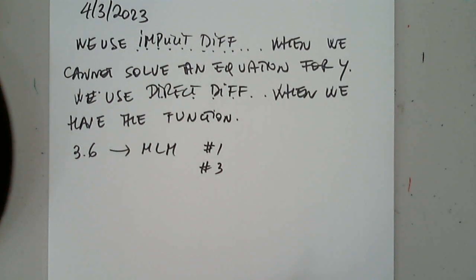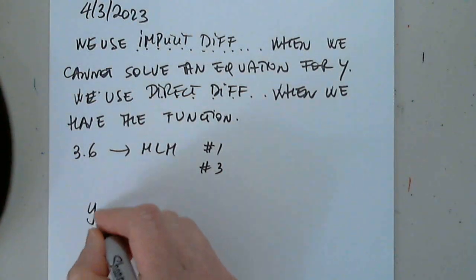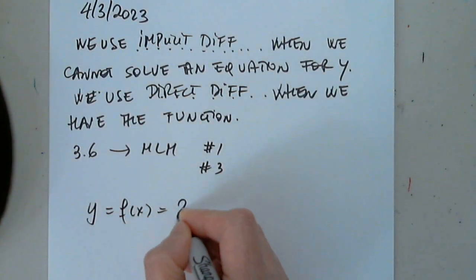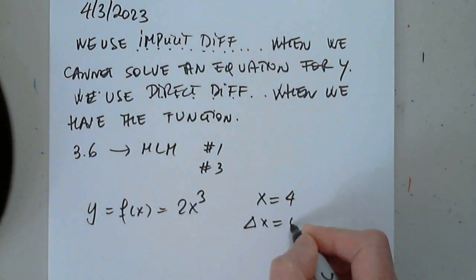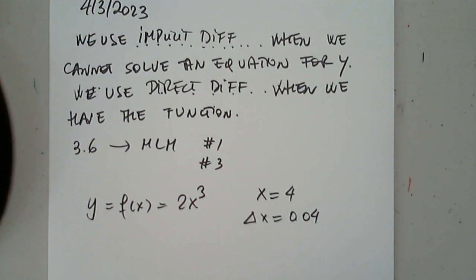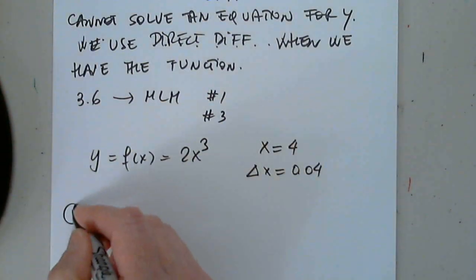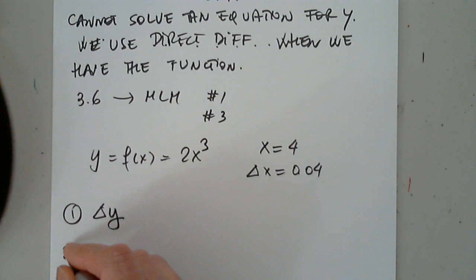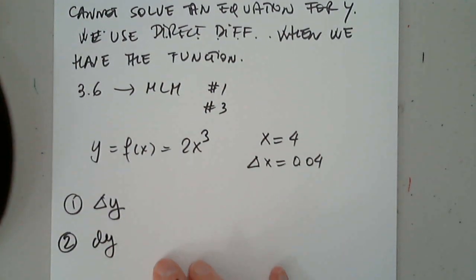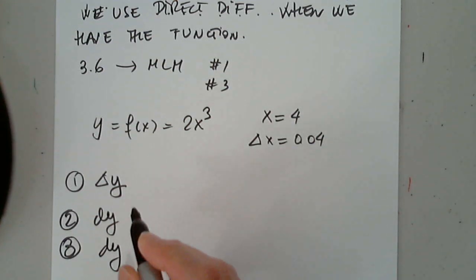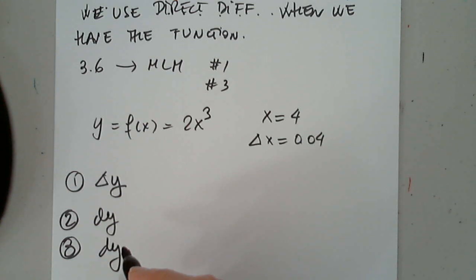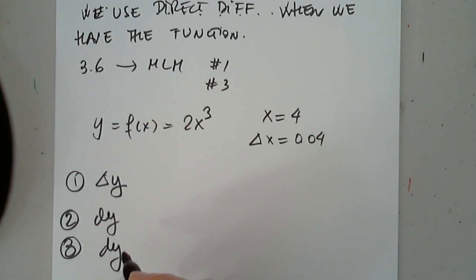Very good. Okay. So we have y equals f of x equals 2x cubed. We are told that x equals 4. We are told that delta x is 0.04. And they are asking us to find 3 things. Number 1, delta y. Number 2, dy. Number 3, or c, dy, for the given x and dx values and delta x values. Okay, perfect.